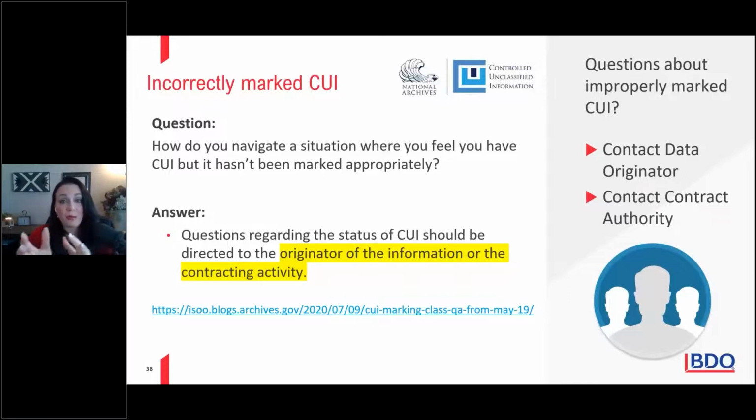So you may be able to talk to your contract authority. You're going to talk to your data originator if you know who that person is. If not, you go to your contract authority and say, I don't think this was marked correctly. Maybe it was not marked as CUI and you're wondering how to protect it. Or it was marked as CUI and maybe you feel that it was perfectly justifiable for it to be federal contract information and not CUI. Go back to your contract authority.